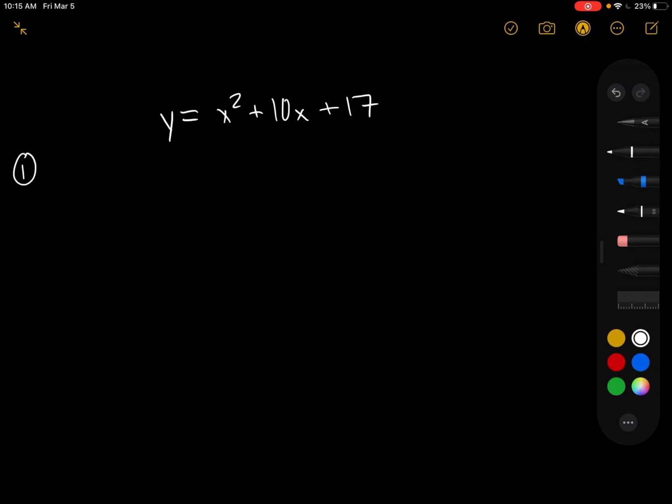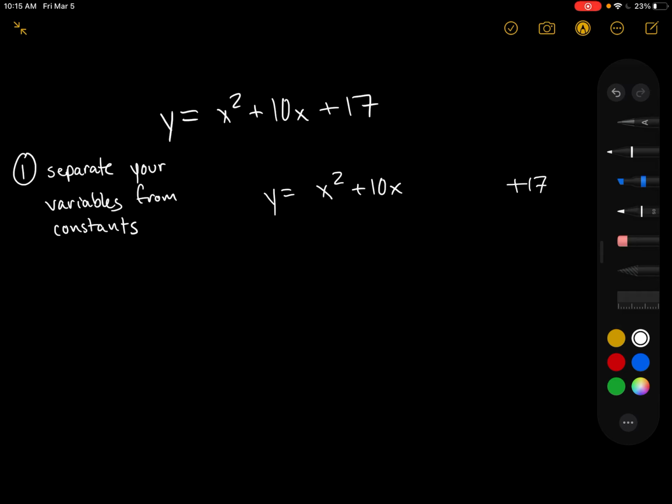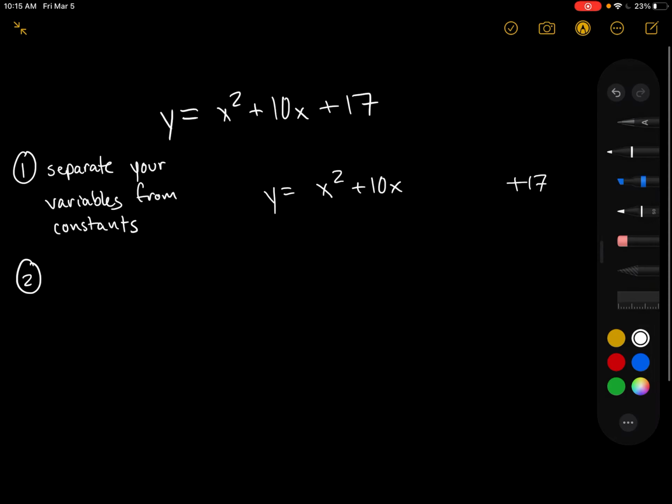So some steps to identify here. Step number one, separate like terms, or separate your variables from your constants. So we're not actually moving anything to a different side of the equation. We're just quite literally going to give ourselves some space. So we have 10x here, and then we're just going to hit the space bar a bunch of times and move the 17 over there.